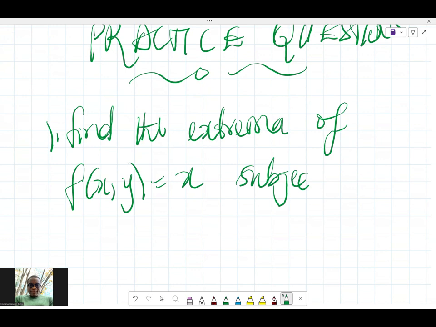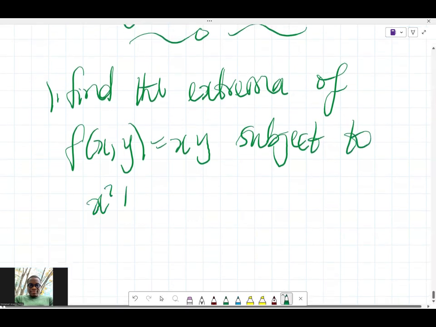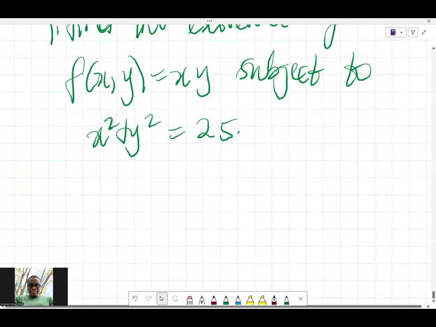subject to... okay, I'm trying to get the actual thing. All right, so find the extrema of f of x comma y equals xy subject to x squared plus y squared equals 25. That's the first one.